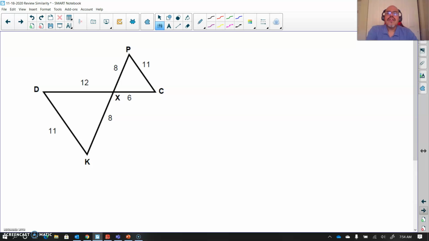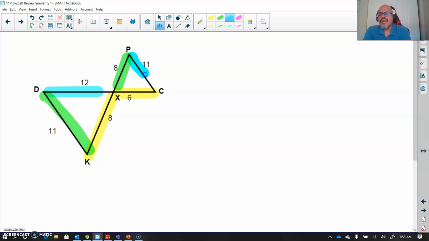Here's another one. Now we can either do this by the sides or by side angle side. Since we have all the sides here, we're going to make some assumptions. We have 6 as the shortest side on this triangle, and 8 as the shortest side on this triangle. The next side in their size succession would be this side, 8, and this side, 11. And then we have 12 and 11.